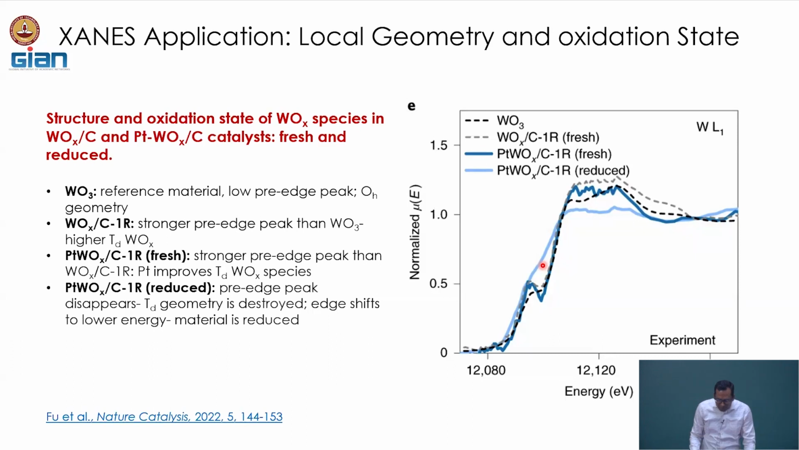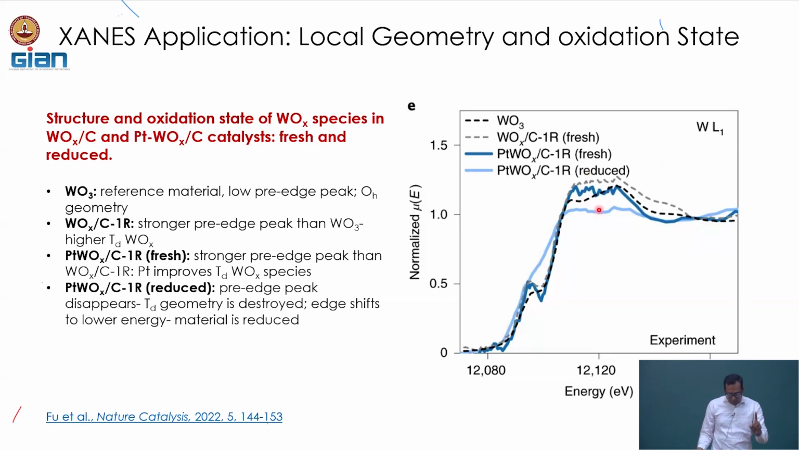But now let us see what happens when we add the platinum. When we add the platinum, which is the dark blue solid line, as compared to the dotted gray line, we have the pre-edge peak even more significant. So that gives us the information that this platinum addition is helping in getting more WO4 units, which were fewer when the platinum was not present. But now when we take the same catalyst and reduce it, of course the structure is changed because oxygen has been taken up, and that pre-edge peak has completely gone.